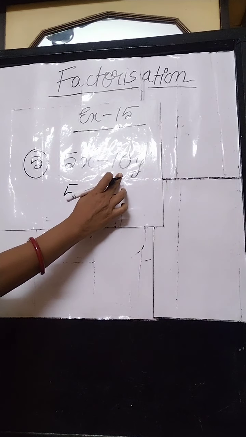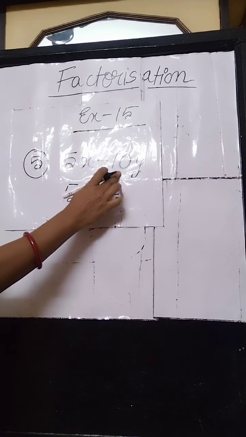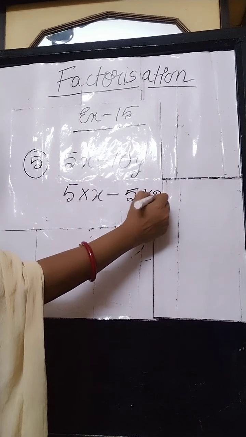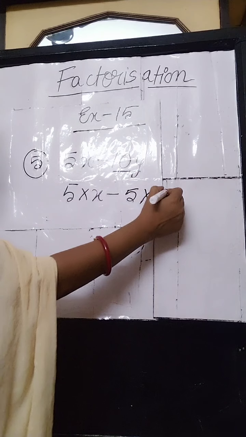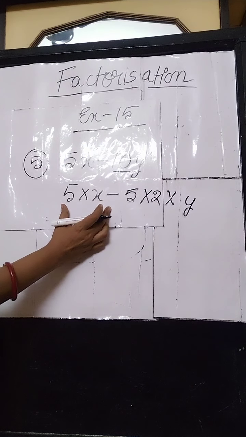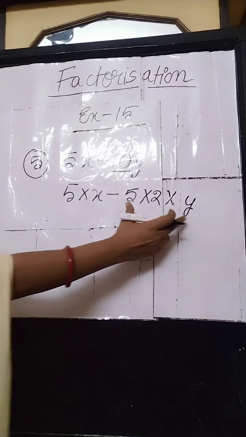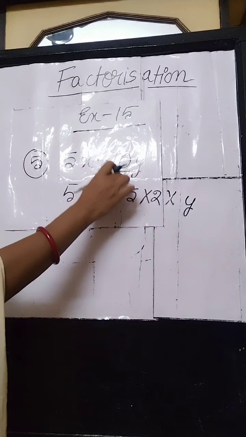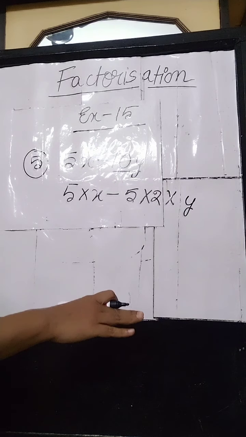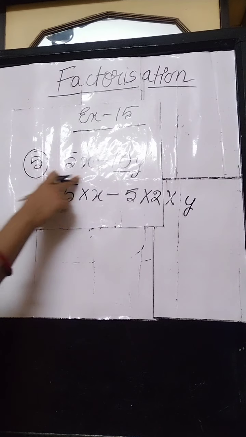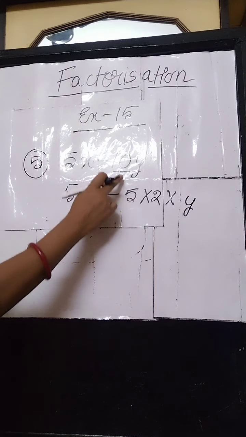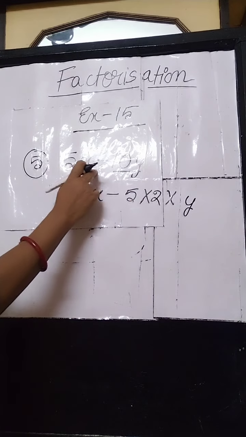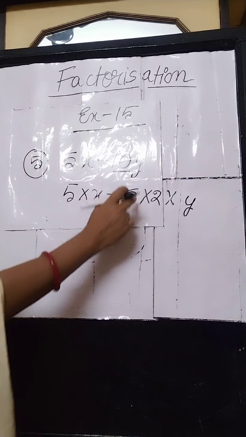If we try to find out the factors of 10, what are the factors of 10? 5 into 2. So 10 means 5 into 2 and y is there, so 5 into 2 into y. In the first term we have 5 into x, and in the second term we have 5 into 2 into y. We will break 10 into the minimum factors, and if we do that, we derive 5 into 2. So 10y means 5 into 2 into y. 5x means 5 into x, minus 10y means 5 into 2 into y.